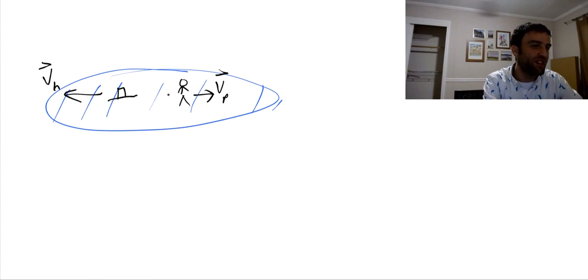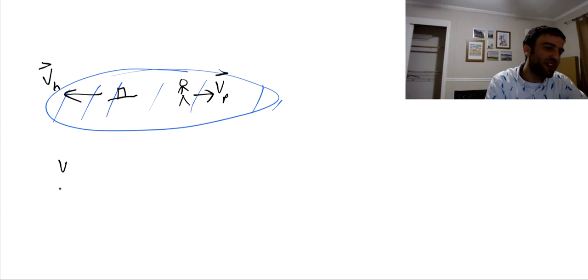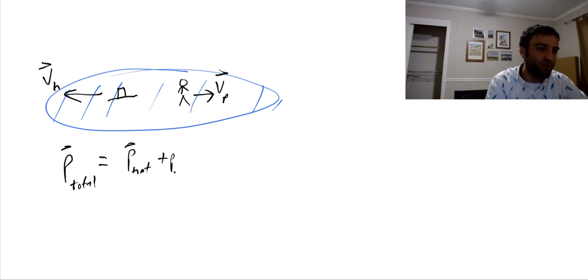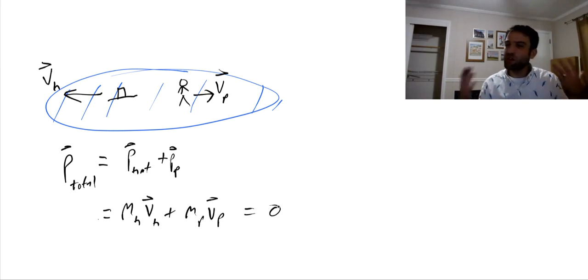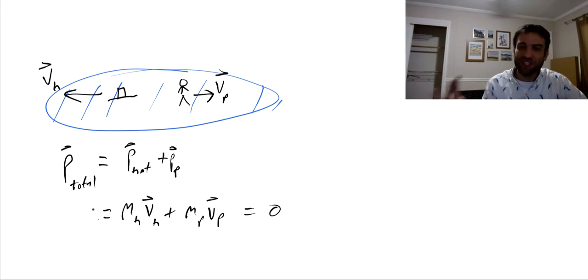to be 0. So down here, after I've thrown my hat away, I have p total being equal to whatever the momentum of the hat is, plus whatever the momentum of, let's say, the person is. That's given by the mass of the hat times the velocity of the hat, plus the mass of the person times the velocity of the person. And this is all equal to 0 by conservation of momentum.